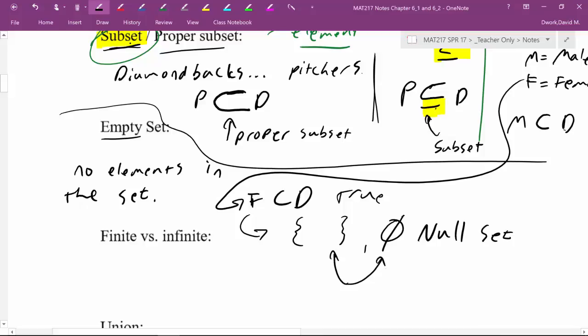Just be familiar with both, just in case the test or a book or whatever you see uses those different notations. They both mean the same thing. The set has no elements in it, because for this example, there are no female Diamondbacks. So therefore, it is an empty set.